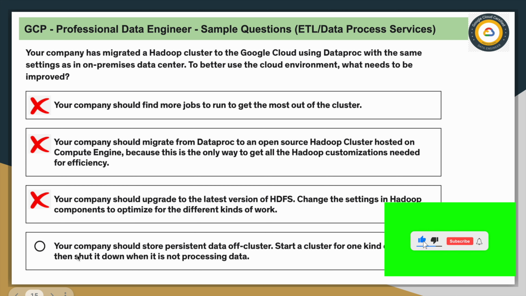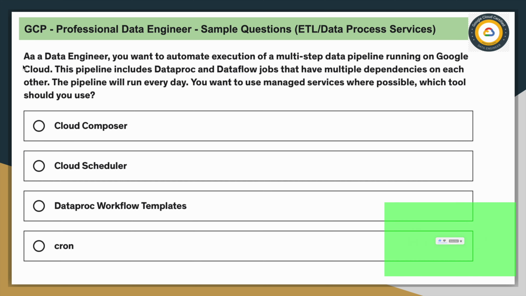Okay, now we'll move on to the next question. This is the question: as a data engineer, you want to automate execution of a multi-step data pipeline running on Google Cloud. This pipeline includes Dataproc and Dataflow jobs that have multiple dependencies on each other. The pipeline will run every day. You want to use a managed service where possible. Which tool should you use?